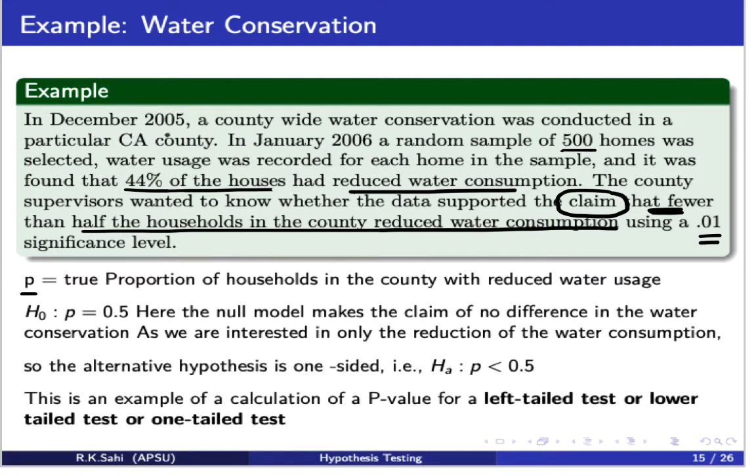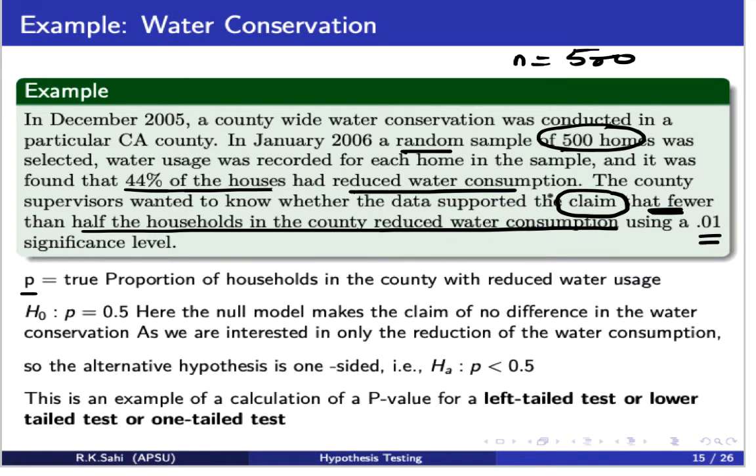So let's go back and read it again. In December of 2005, a county-wide water conservation campaign was conducted. And in January of 2006, a random sample of 500 homes was taken. Okay, that means that is my n, keep in mind: n is 500. A random sample means, oh, assumptions are being met. One of the assumptions is that it has to be a random sample. Water usage was recorded for each home in the sample, and it was found that 44% of these houses had reduced water consumption.